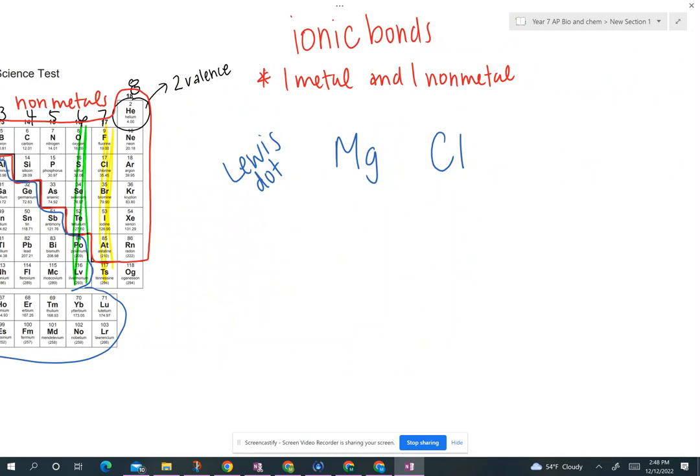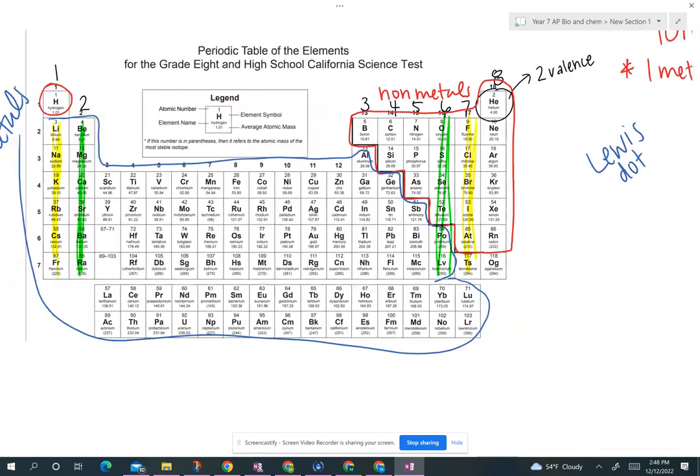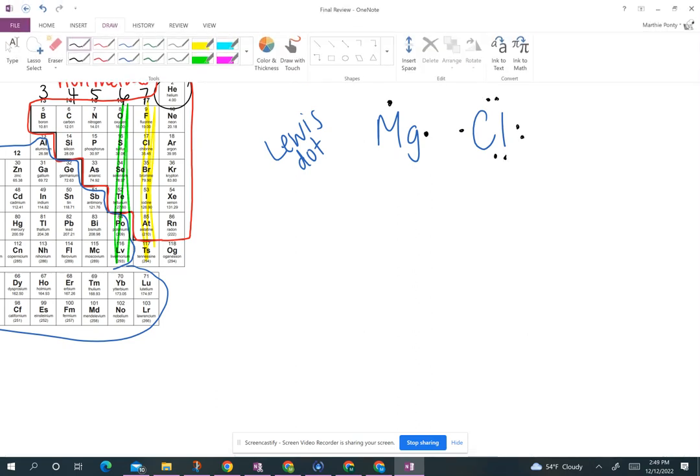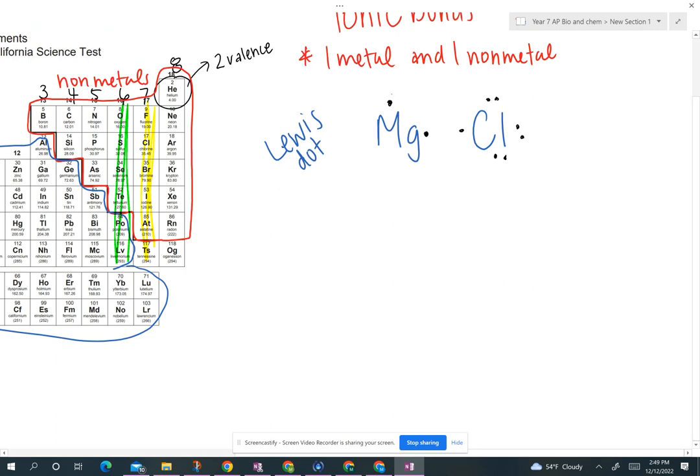Okay, so for my magnesium, I find my magnesium. I see that it's with the number 2 on top of that column. So I'm going to draw 2. Chlorine, I look at chlorine and I have 7. So I'm going to go 1, 2, 3, 4, 5, 6, 7. Right, so I'm going to draw an arrow to represent this transfer. So an arrow here to represent that transfer.